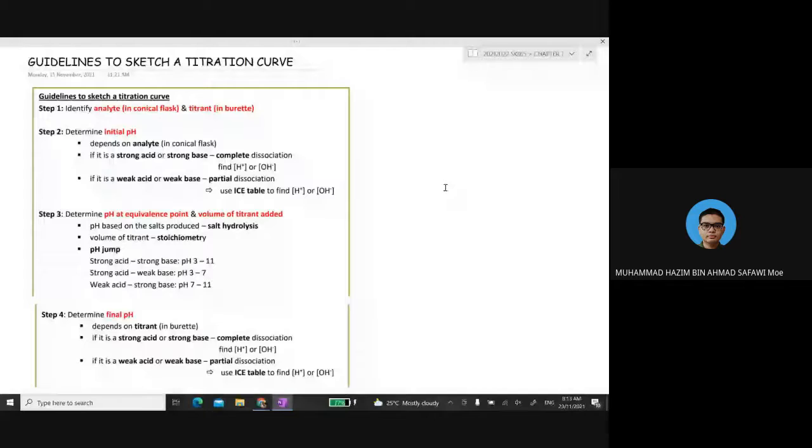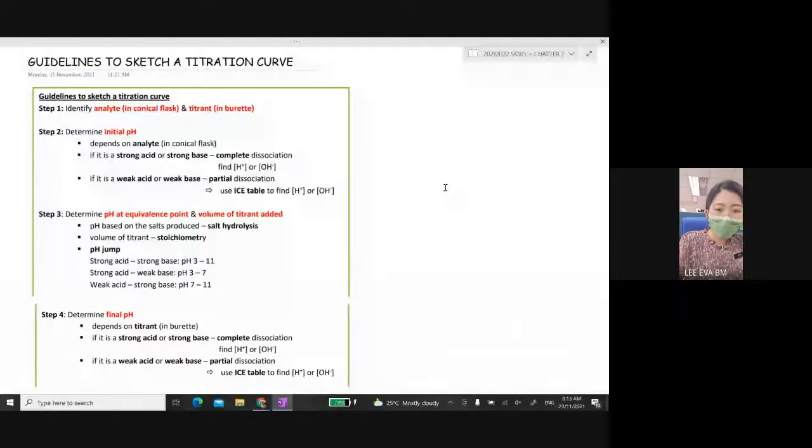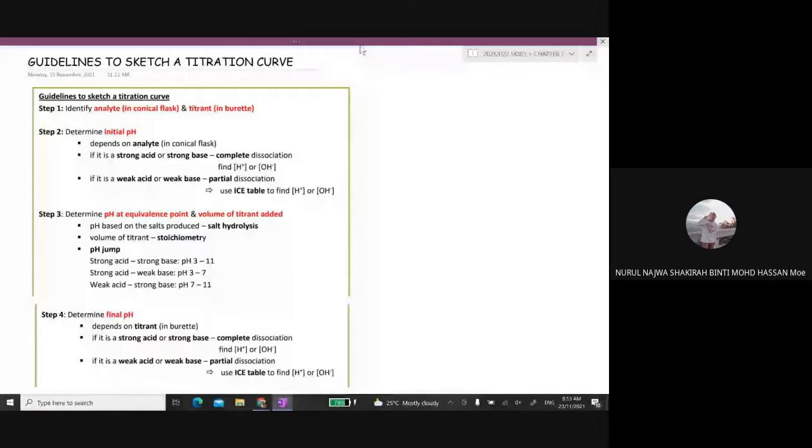Hold on, madam. It's just the next page after type of titration curve. Oh, page 4. Alright. Okay. Has everyone got it? Yes, madam. Okay, so table 2, madam, hold on first. We see the guideline first.